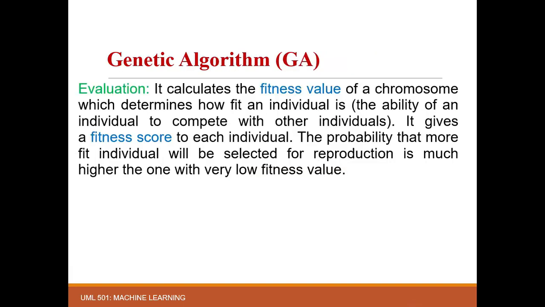So the next one is your evaluation phase. It calculates the fitness value of a chromosome, which determines how fit an individual is, that is, the ability of an individual to compete with other individuals. It gives a fitness score to each individual. The probability that a more fit individual will be selected for reproduction is much higher than for ones with very low fitness value. So in this phase we basically calculate the fitness value for a chromosome.